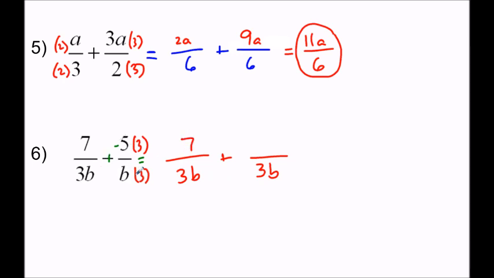The right fraction you need to multiply by 3. So now we just have negative 15. We add those numerators. We get negative 8 over 3b. And that's it. Can't be simplified.